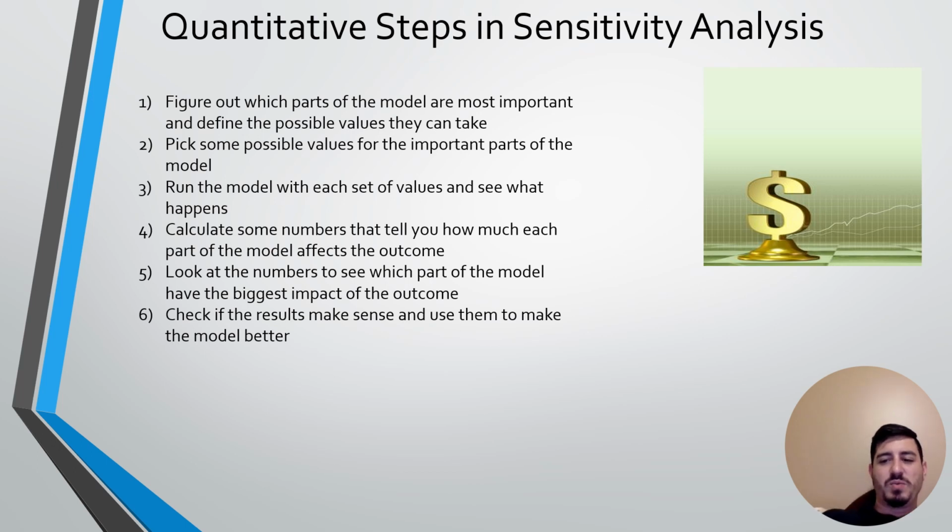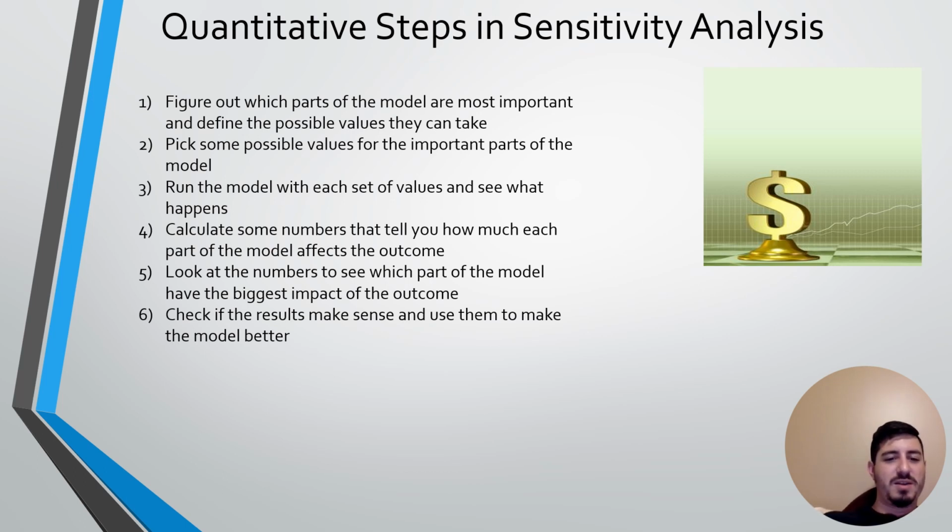And this is where using qualitative analysis can come into play with quantitative, because it just makes you have a better informed decision as the manager or CEO. Number four, calculate some numbers and tell how much part of the model affects the outcome. So let's say you increased 50 cents per pound. What is going to be the biggest difference of your net income or gross income?